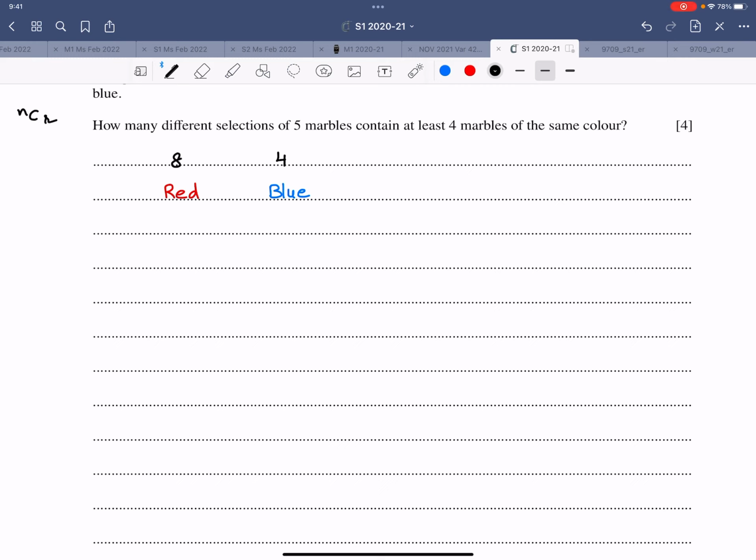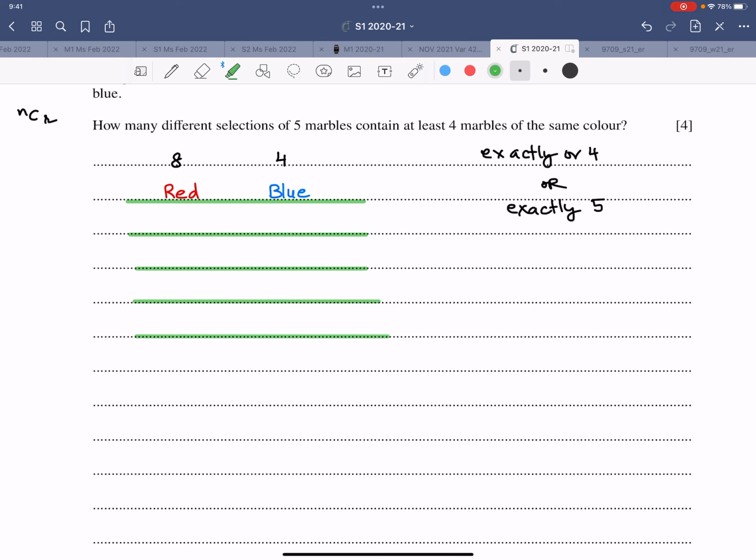Now if it says at least 4 marbles, that means exactly 4 or exactly 5, because up till 5 is possible. Let's see how it's possible. If I draw this line, and let me draw a few more lines. The first scenario is, there are 4 red and 1 blue. This is a possibility. This is exactly 4. It could be 4 over here and 1 over here. That adds up to 5.